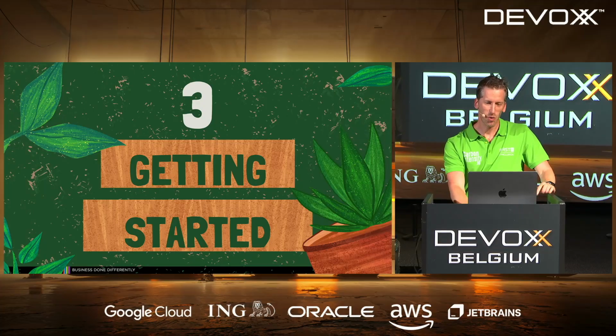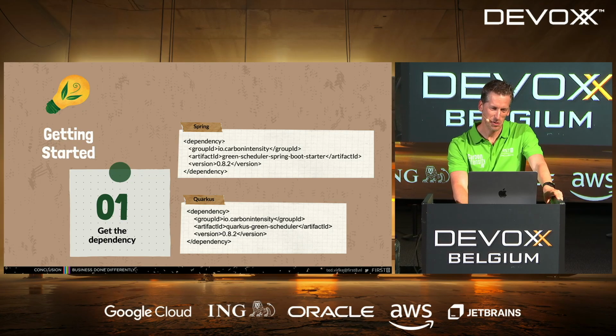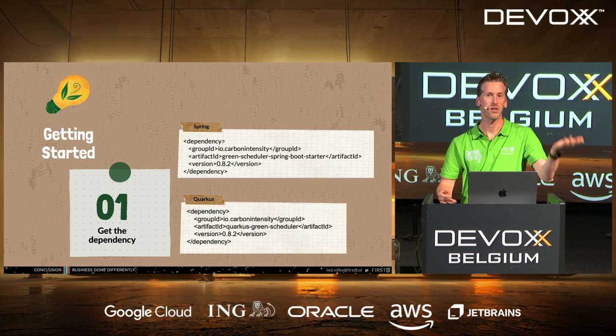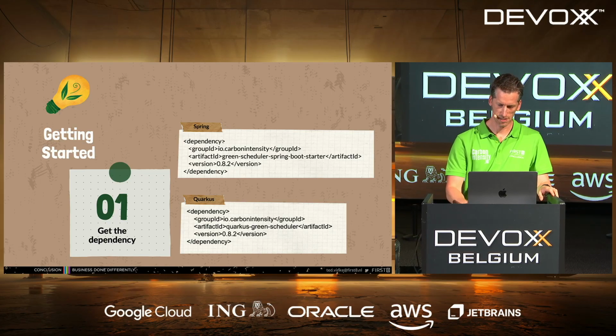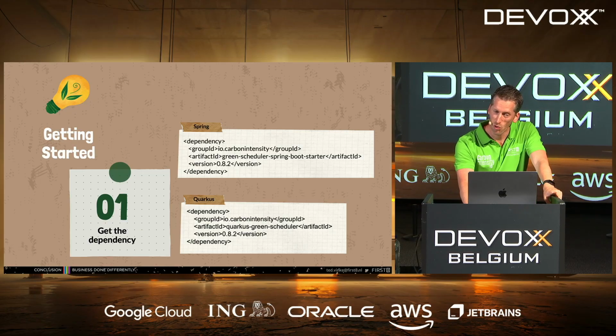So now you saw what it is and what it can do for you. What if you yourself want to get your hands dirty, I mean clean, and get started? Step 1 is to download either the Spring or the Quarkus dependency. It's that simple. It's on Maven. We're not yet on version 1, so you know what that means.